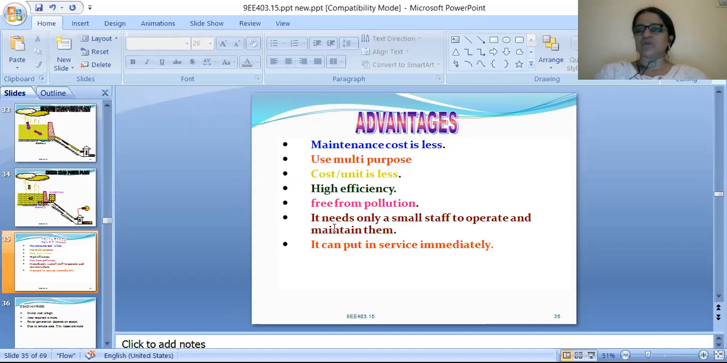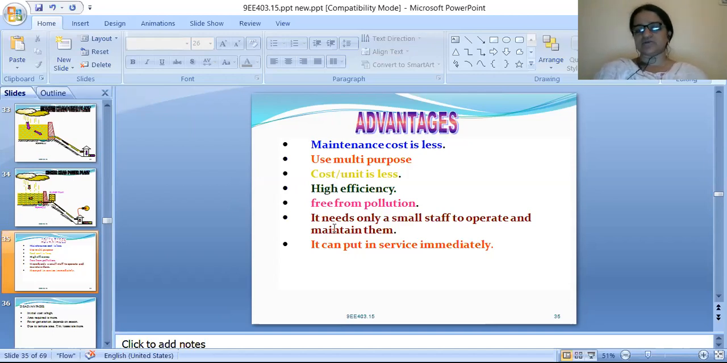You are not heating, you are not doing any type of combustion, you are not using coal, and the input is not any fuel component or any petroleum products. So definitely you won't have any emissions released into the atmosphere. You can easily agree with the point that it is free from pollution. Right, it needs only a small staff to operate and maintain them.